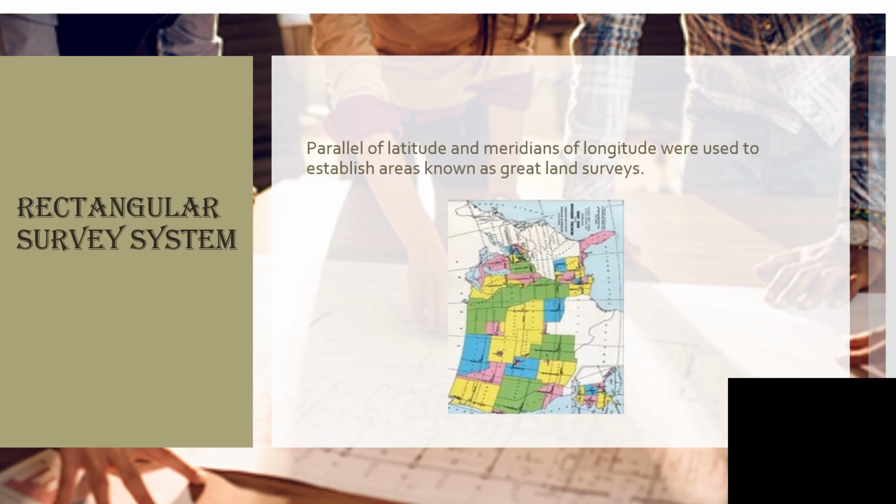Rectangular survey system. The states in an area of the United States, starting with the western boundary of Ohio to the Pacific Ocean, and including some southeastern states and Alaska, are described as public land states. Within this area, the U.S. Bureau of Land Management devised a system for describing land known as the rectangular survey system. Parallels of latitude and meridians of longitude were used to establish areas known as great land surveys.